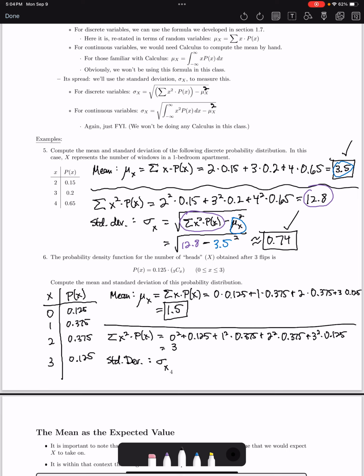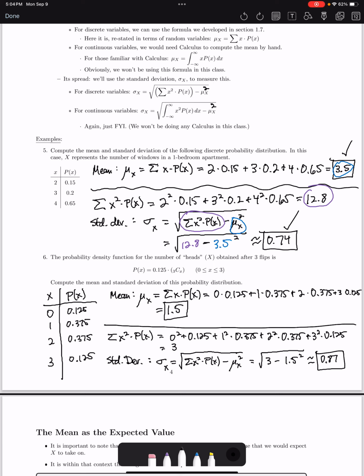Right, sigma sub x is the square root of this thing that we just computed minus the mean that we computed earlier squared. So that's going to be the square root of 3 minus 1.5 squared. You punch that into your calculator, and that comes out to approximately 0.87 if we round to 2 decimal places.